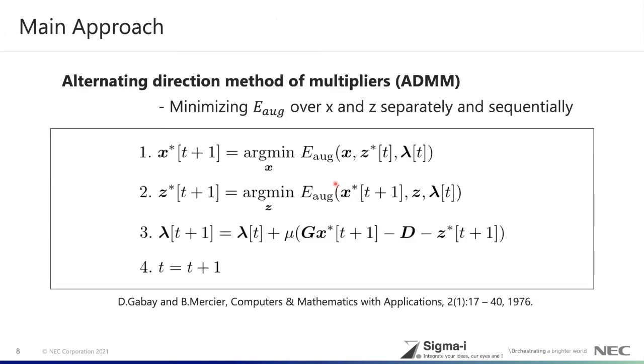To solve the ALM cost function, ADMM is widely used. In ADMM, we minimize the cost function over x and z separately and sequentially. Iterating these updates until convergence, we can get the optimal solution.